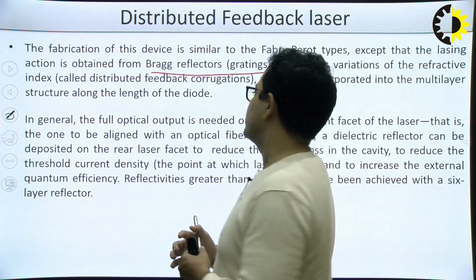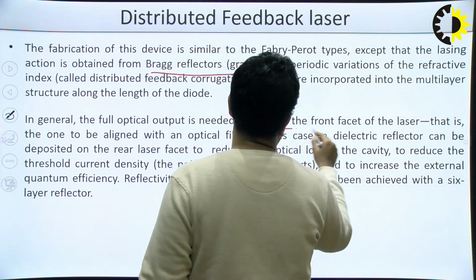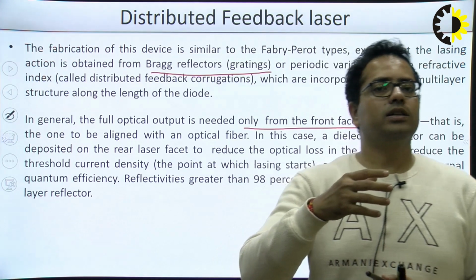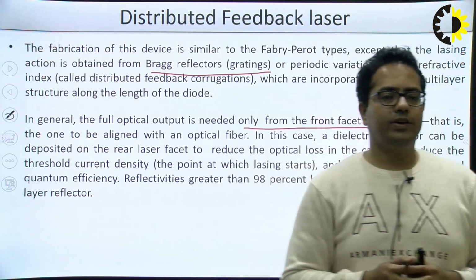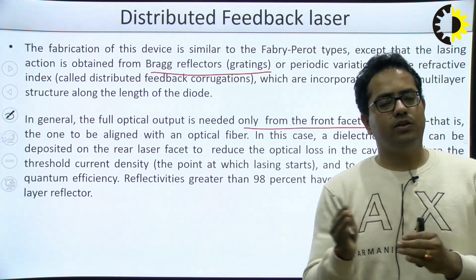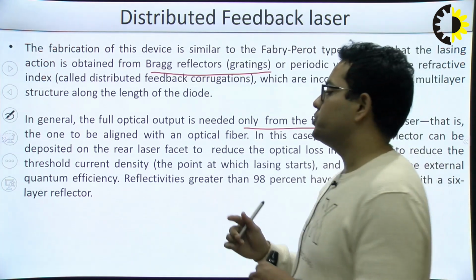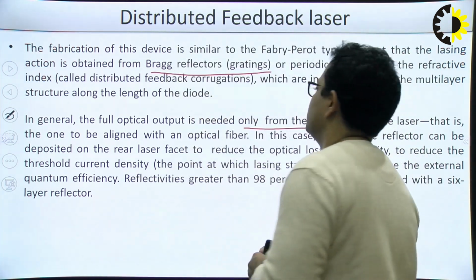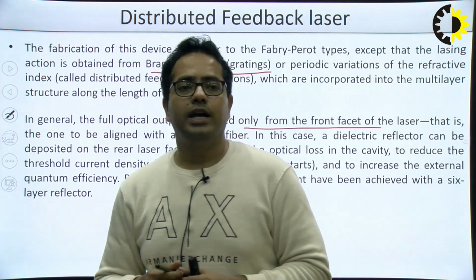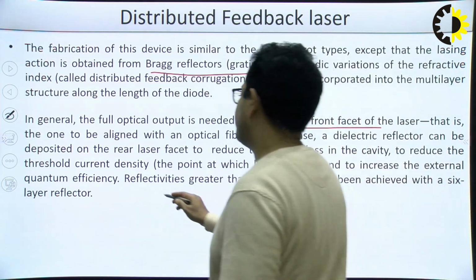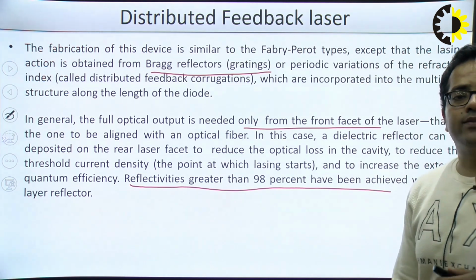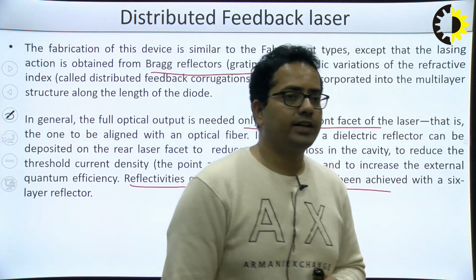In general, the full optical output is needed only from the front facet of the laser, the one which is aligned with the optical fiber. So in this case, a dielectric reflector can be deposited on the rear laser facet to reduce the optical losses in the cavity, to reduce the threshold current density, and also to increase the external quantum efficiency. The reflectivity of this type of laser is greater than 98%, which can be easily achieved with the help of 6-layer reflectors.